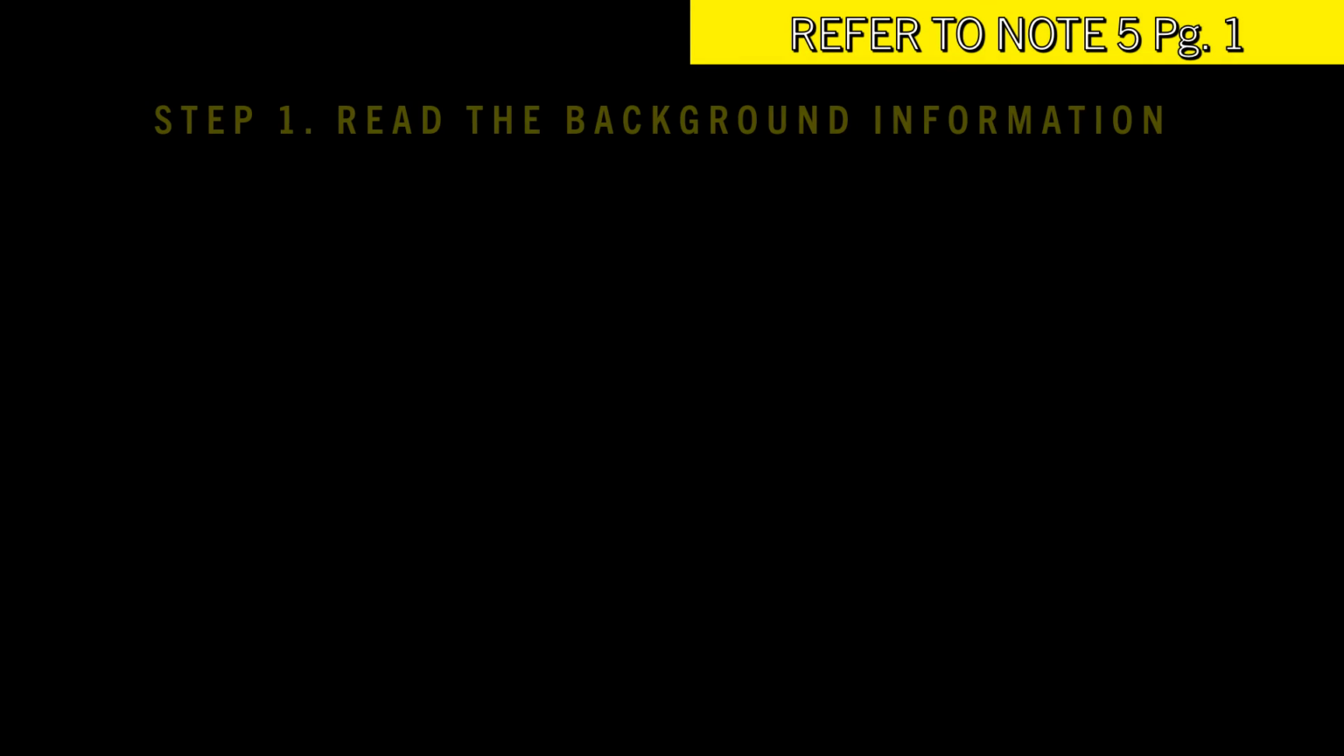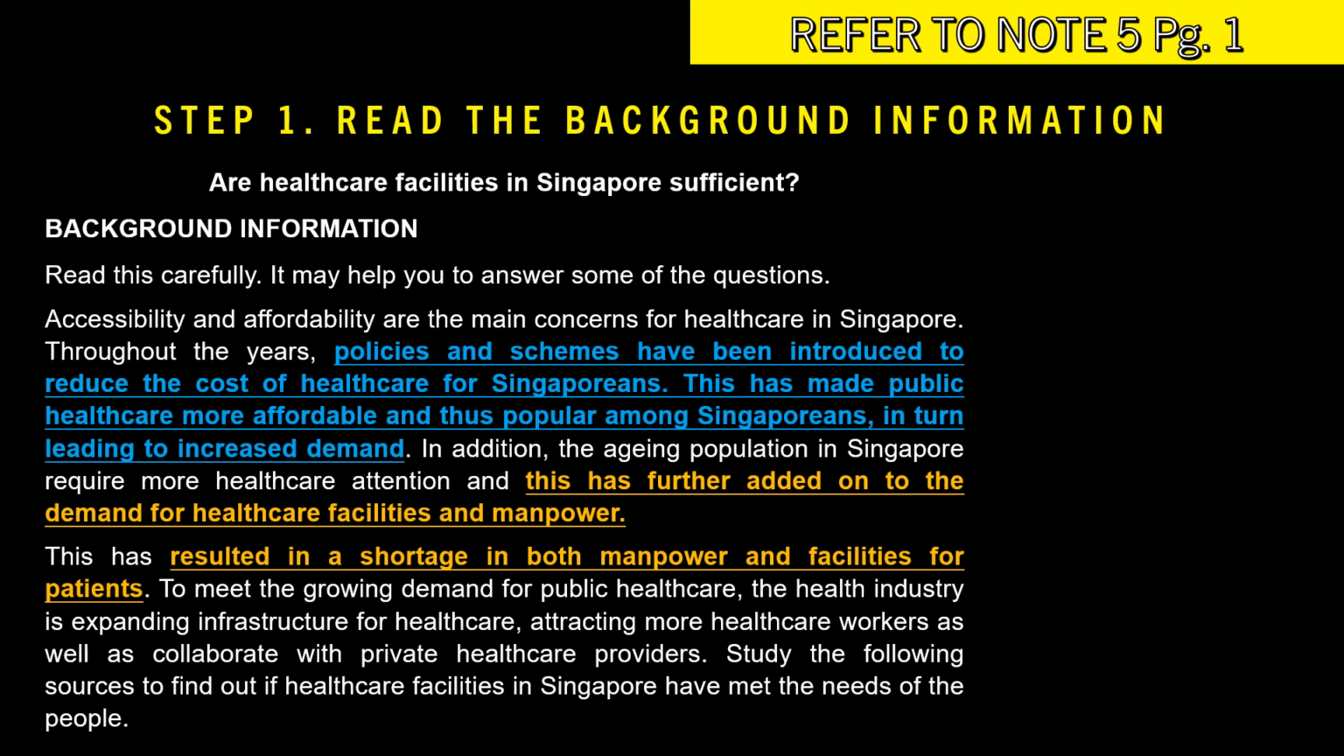All right, so let's take a look again. We're still at page 1. Okay, so the first step is to actually read the background information. And if you look at it, I actually highlighted in 2 colors. So you can actually highlight in 2 colors, the blue color as well as the orange color. Okay, so always take time to unpack your background information.